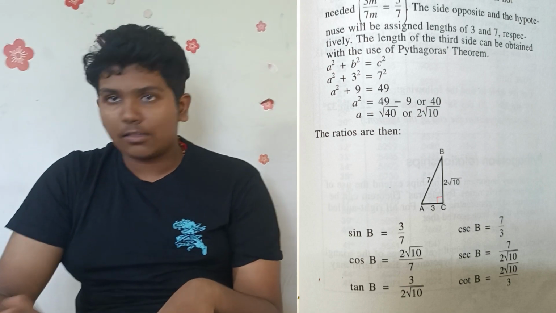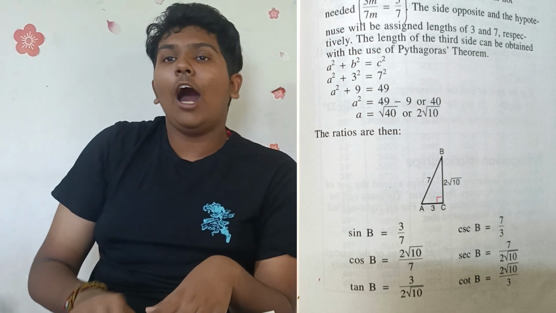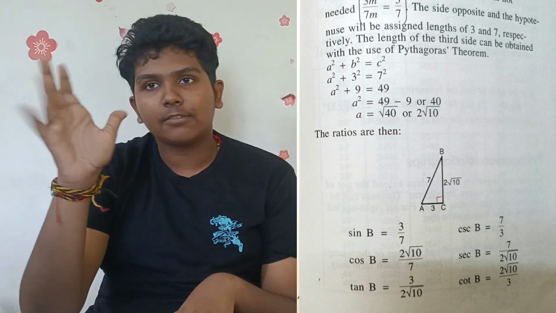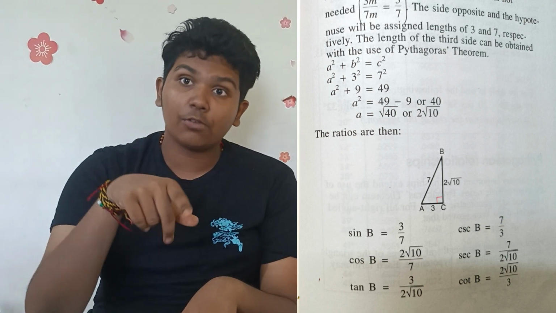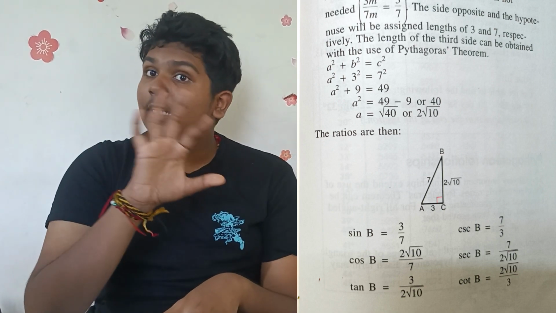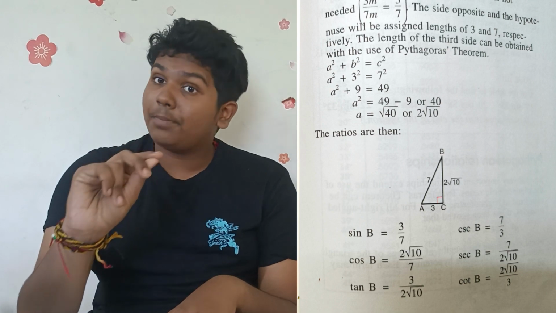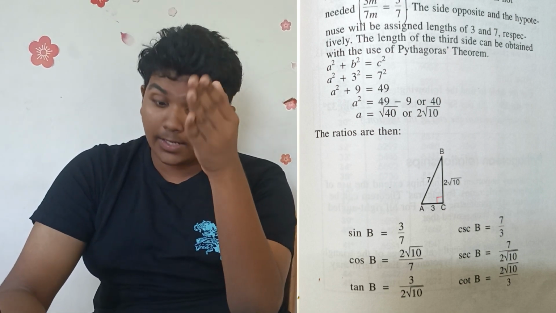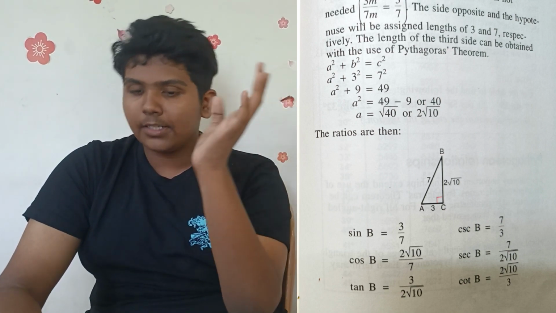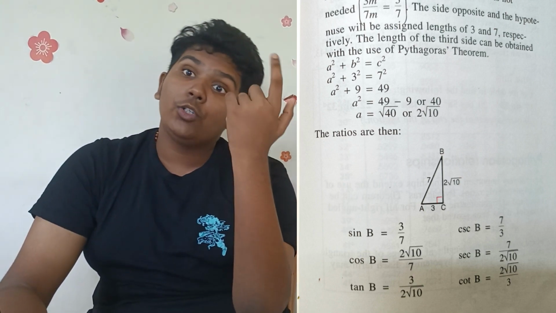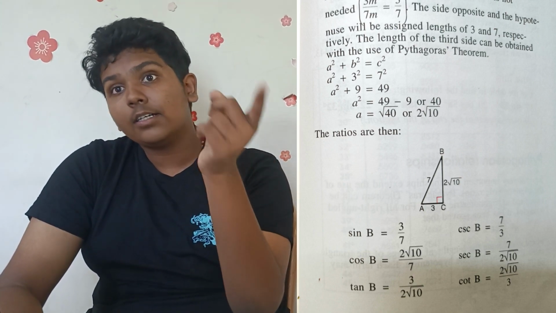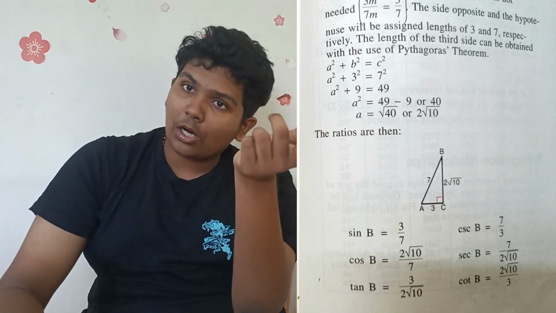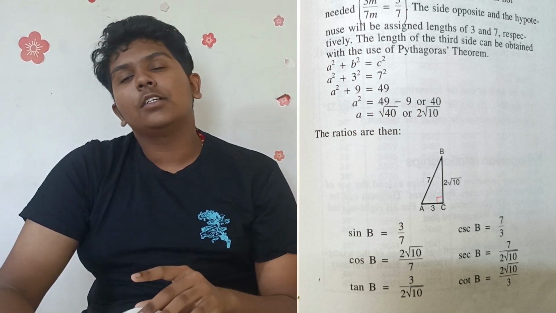So, now you got the third side. Now you have to find the ratios. How do you find the ratios? Use all those formulas I gave, the sine, cos, sec, their co-functions. And the tan also, don't forget the tan. So here the main angle is focused on B. So sin B is equal to 3 by 7. The cosec B is 7 by 3. Cos B is 2 root 10 by 7. Sec B is 7 by 2 root 10. Tan B is 3 by 2 root 10 and cot B is 2 root 10 by 3. So you got the ratios?